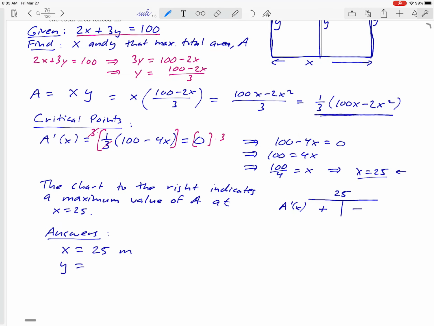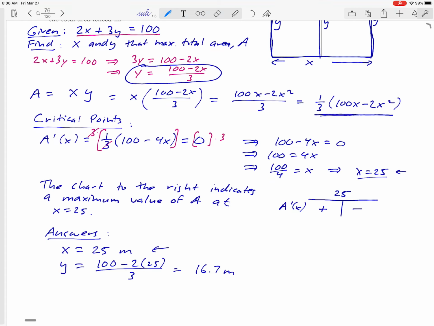Okay, and so there, we need to scroll up and see if we can find the formula for y that we had. Okay, I'm going to use this one. Okay, we solved for y and discovered that it's (100 minus 2x) over 3. So we'll take 100 minus 2 times x, which we see from above as 25, over 3. Okay, and you can confirm my arithmetic here. That turns out to be 16.7.